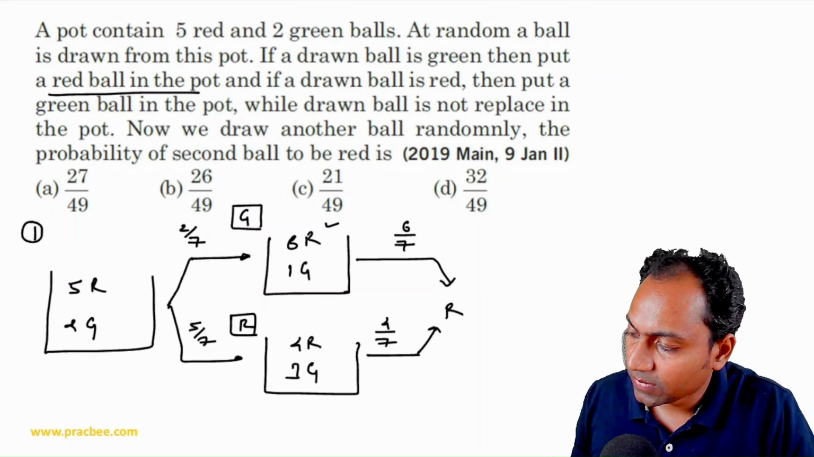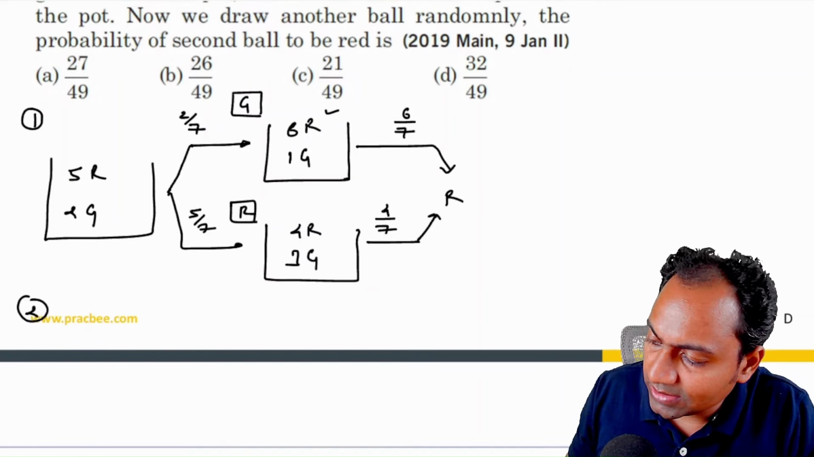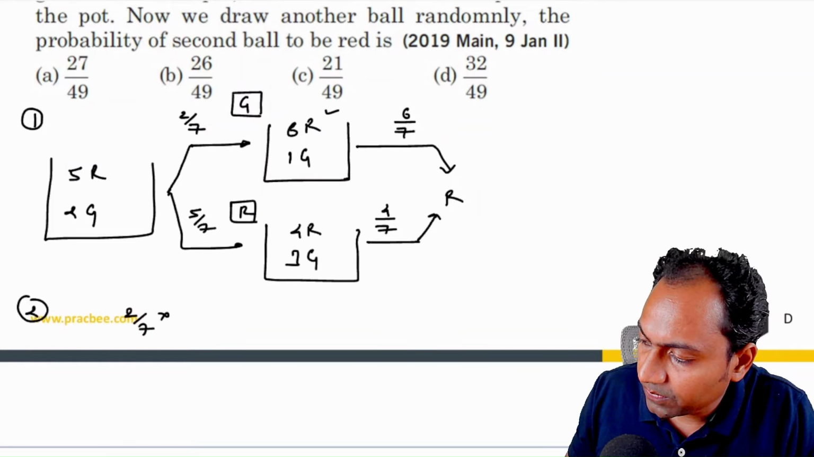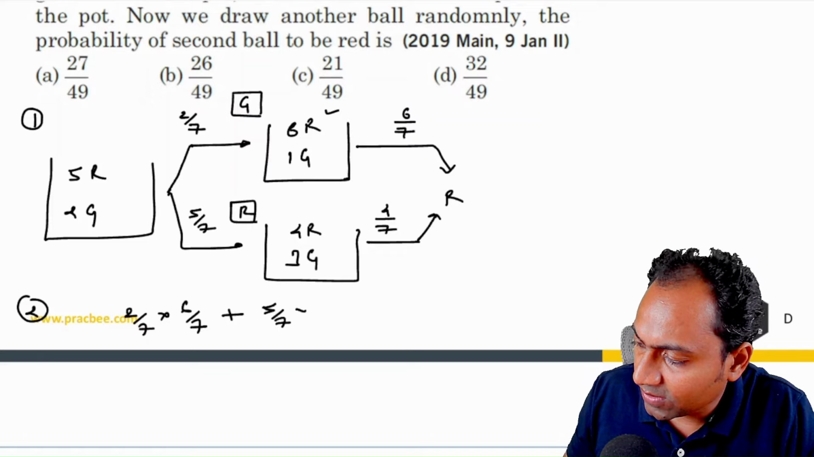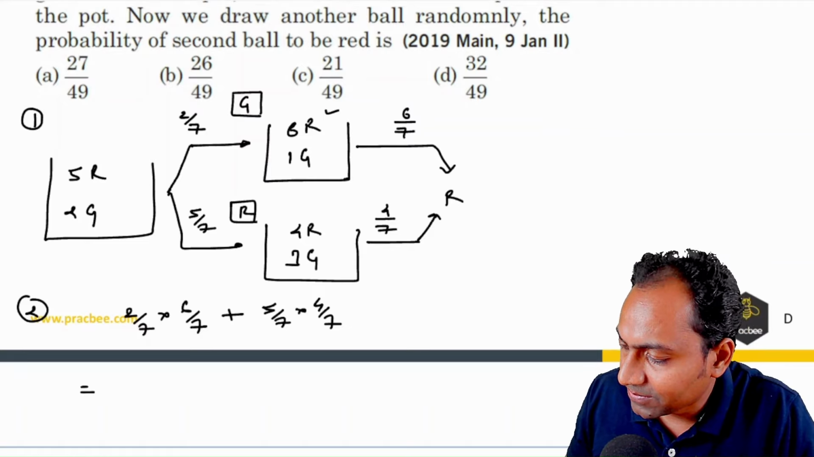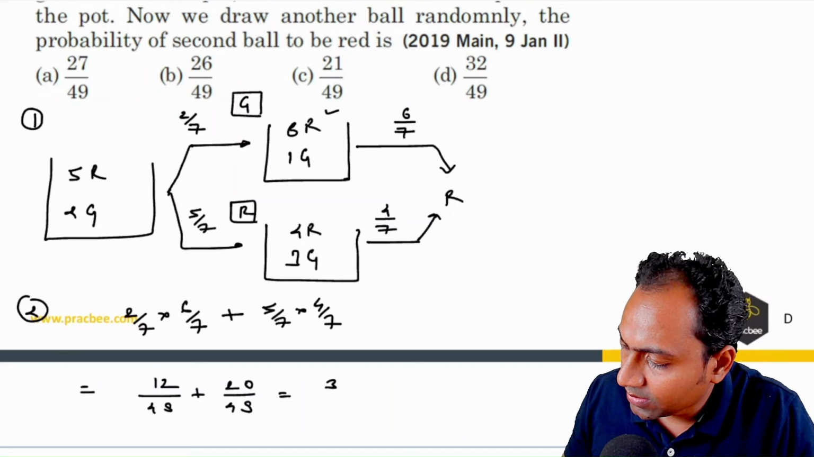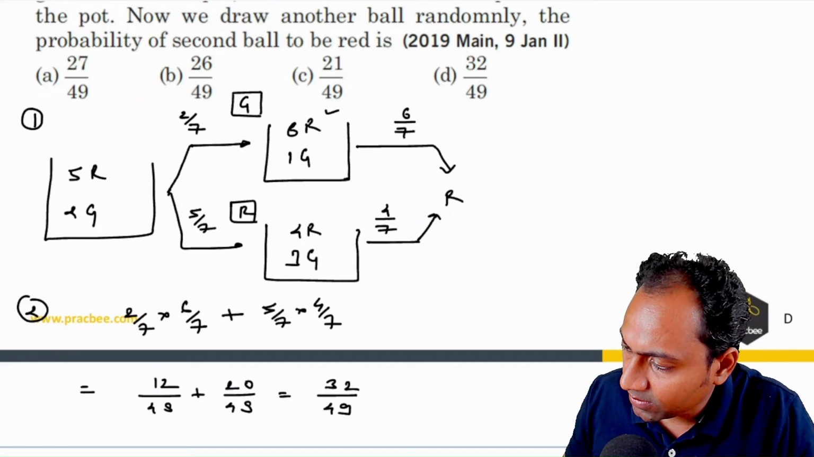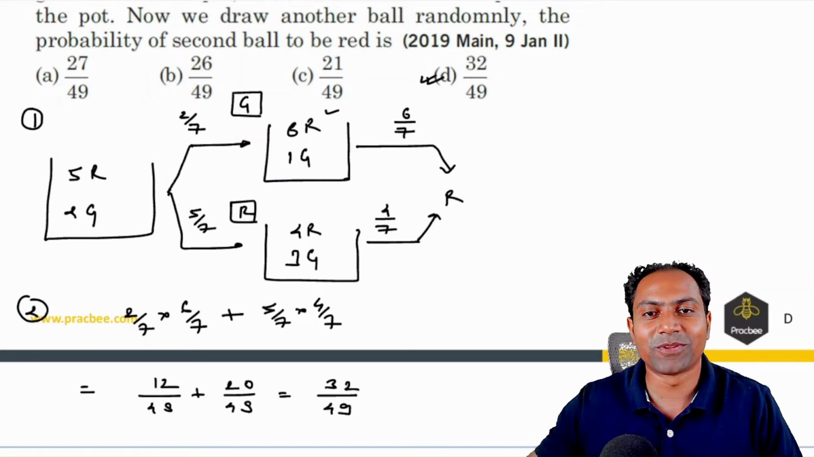So if I want to find the total probability, and if I apply the formula, my answer is going to be nothing but 2 by 7 into 6 by 7, the answer corresponding to the first path, and then 5 by 7 into 4 by 7, that is the answer corresponding to the second path. And if you simplify it, you can see that this is 12 by 49, and the second part is nothing but 20 by 49, and if I add it up, it comes out to be 32 by 49. And if I look at my options, this matches option D. So a very straightforward question based on total probability theorem.